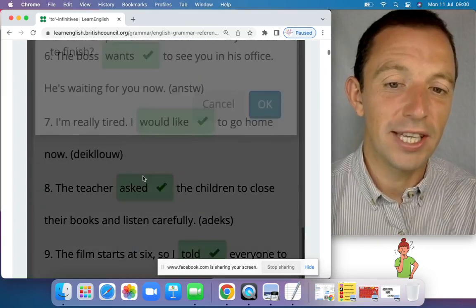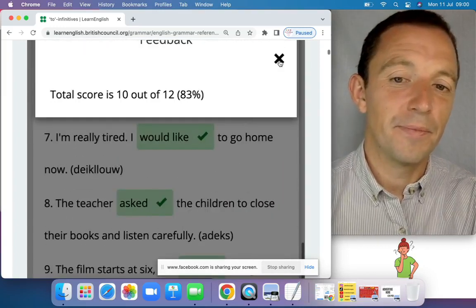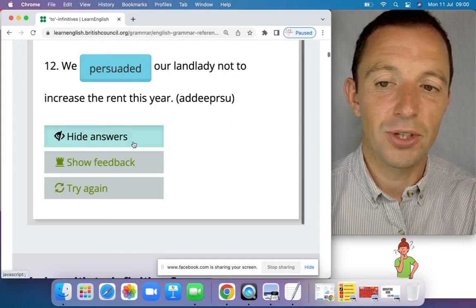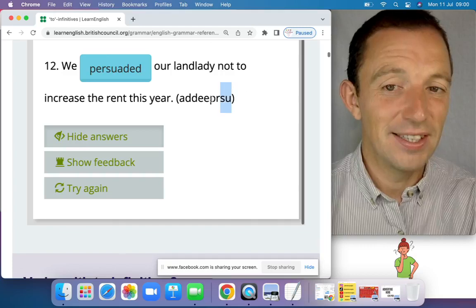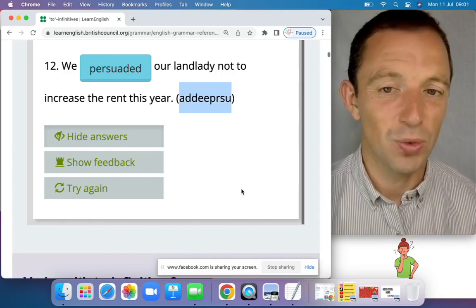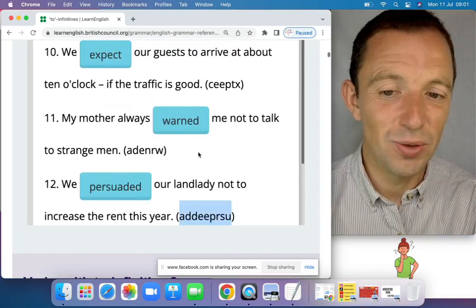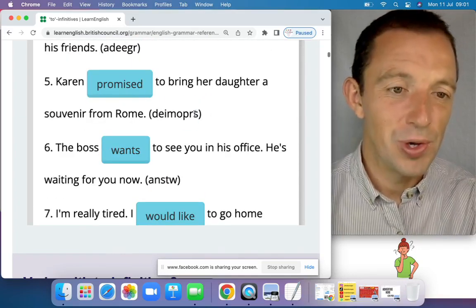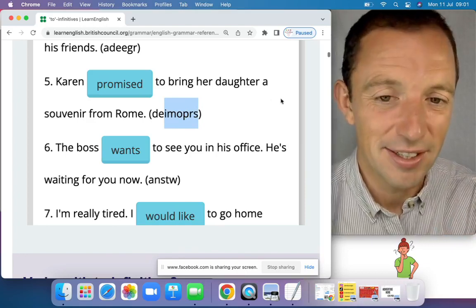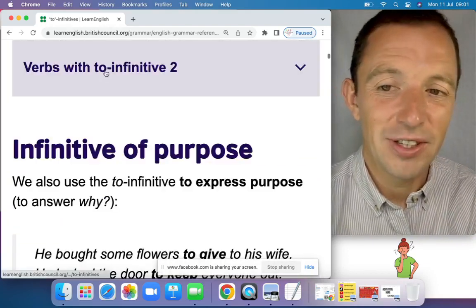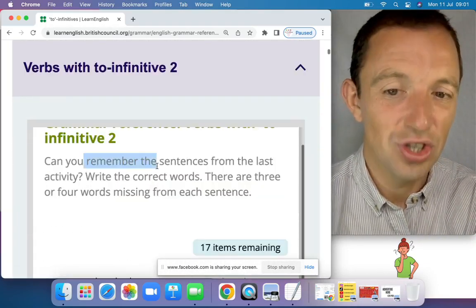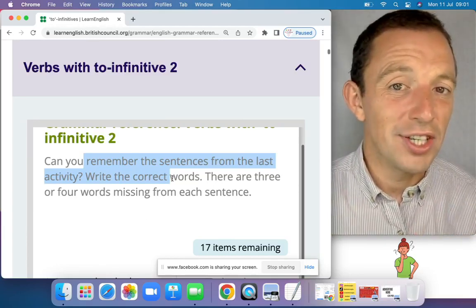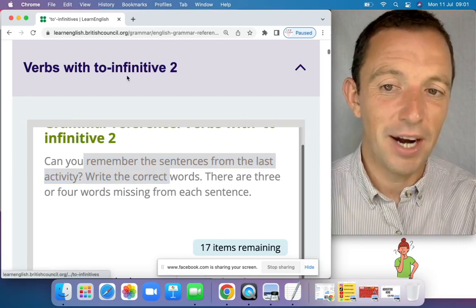Yeah, so let's look at the answers. One moment. Let's check the answers for number 5 and number 12. Persuaded. Wow. So convinced, persuaded our landlady not to increase the rent. And number 5, promised. Okay, so a difficult exercise and very different. Let's continue. The second exercise is just revision from the previous exercise, so it's nothing new, and we can continue to the next part.